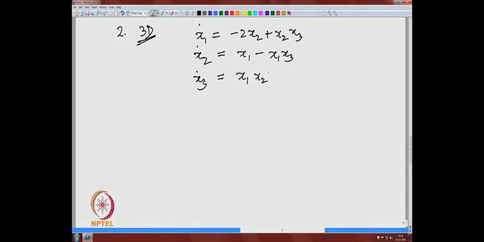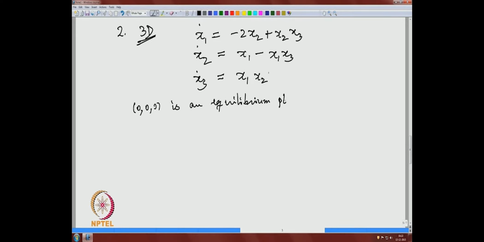So, these examples will tell you the systems can have very different behavior. Though they might look somewhat similar, you will see the difference. Okay. So, here again the origin is an equilibrium point. Okay. So, there are other equilibrium points, I will come to that in a minute.